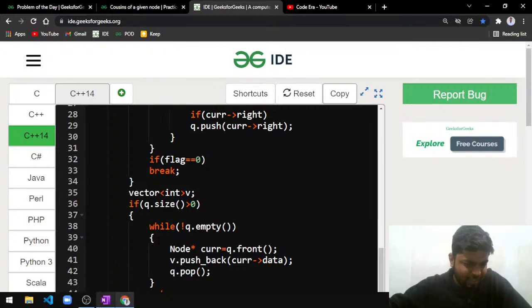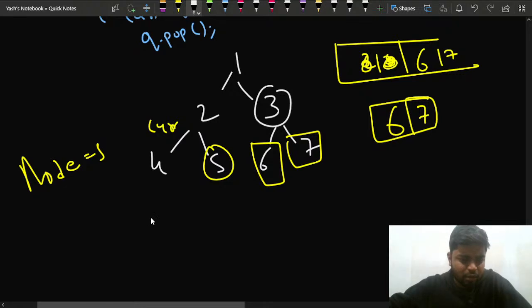This problem, as I said, was asked in organizations like Microsoft. So that's why you can consider to solve this particular problem.